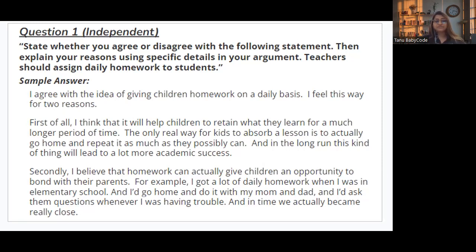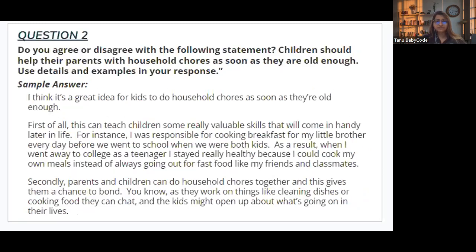Second question. Again, this question says, children should help their parents with household chores as soon as they are old enough. So what do you think? Do you agree or disagree? If you think it's a great idea, you need to mention the reasons also, the explanation part. And if you think, no, this is not a good idea, then also you have to explain. So here is a well-developed response.